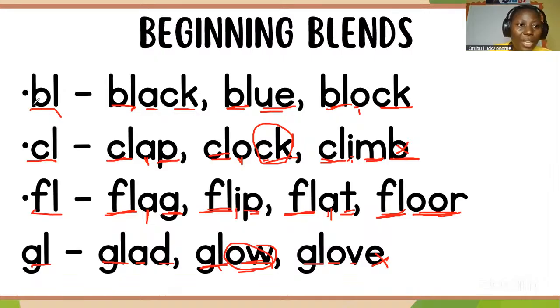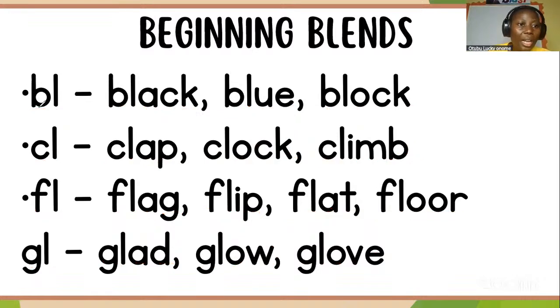So B and L says bl. Again, B and L says bl. We have it in words like black. Black is a color. Blue is a color. Building blocks. Blocks we use in building the house.